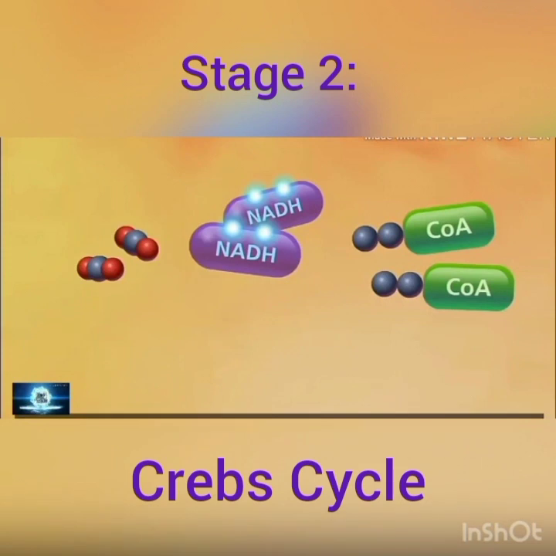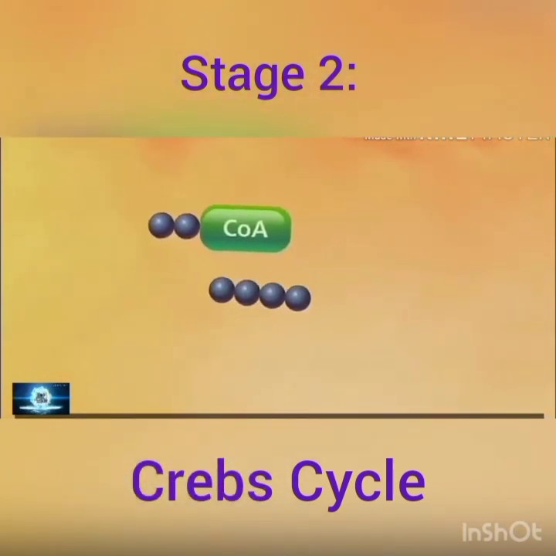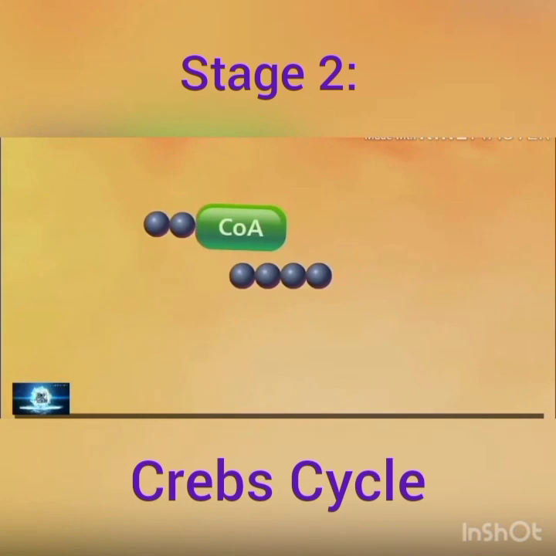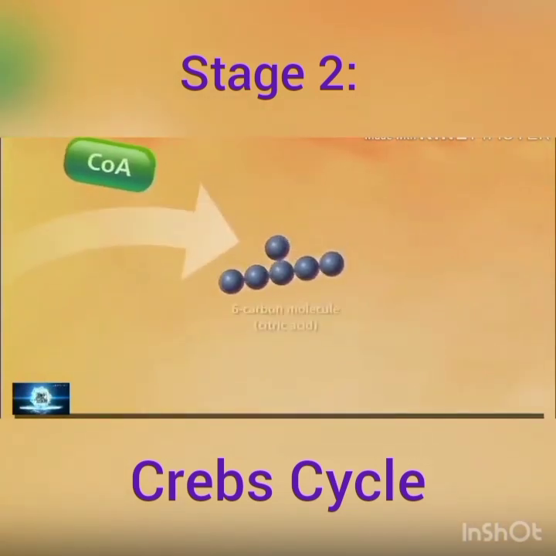The next stage is the citric acid cycle, also called the Krebs cycle. Here, acetyl-CoA will bind with a starting compound called oxaloacetate and go through a series of enzymatic redox reactions. All carbons, hydrogens, and oxygen in pyruvate ultimately end up as carbon dioxide and water.